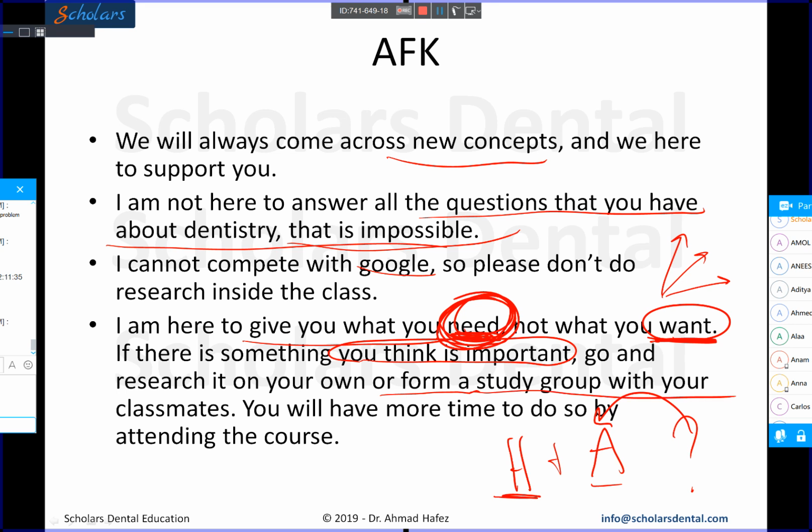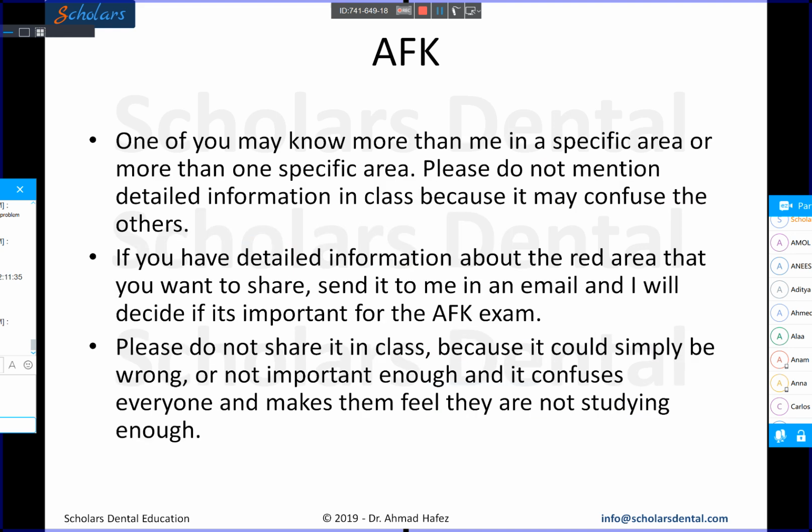And you could form study groups with your classmates, and you'll have more time to do things like that because I've solved all the green area for you. So you have time to meet with your classmates and do stuff. We already talked about this: one of you may know more than me in a specific area, like if you're a specialist. So don't mention detailed information in class, because it's going to either confuse other people, it could easily be wrong, or it could make other people feel like they're not studying.